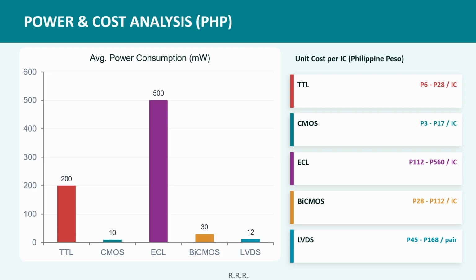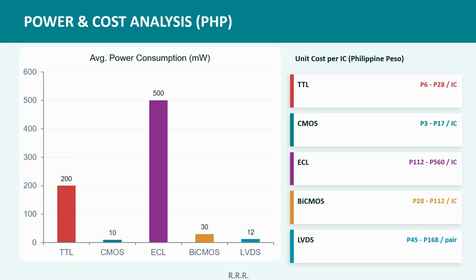On the right, we have the unit cost per IC in Philippine peso. CMOS comes in at 3 to 17 pesos, the lowest of all 5 families. TTL is slightly higher at 6 to 28 pesos. BiCMOS and LVDS sit in the moderate range at 28 to 168 pesos, and ECL sits at 112 to 560 pesos per IC, which, for a mass-market consumer product, is simply not viable.